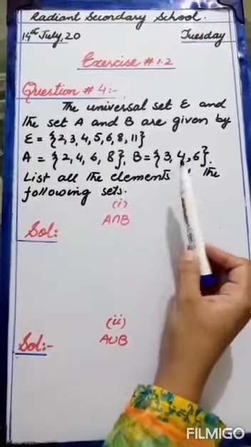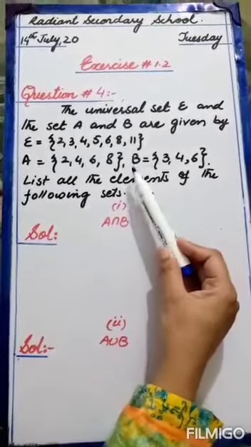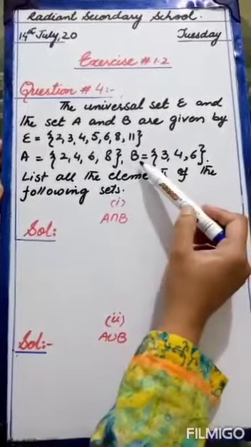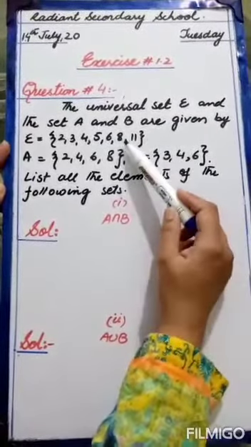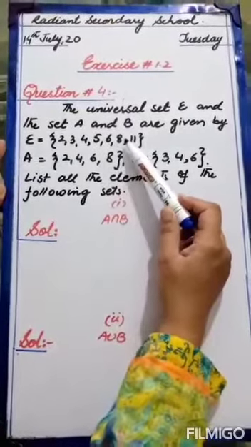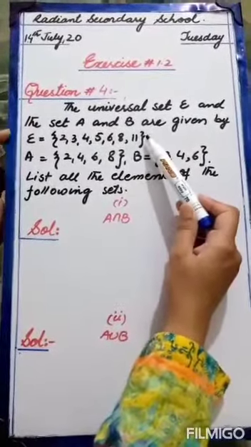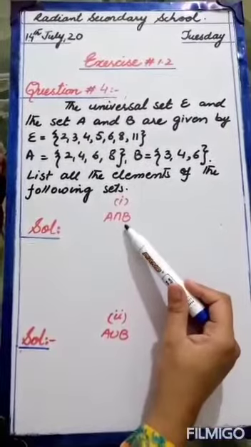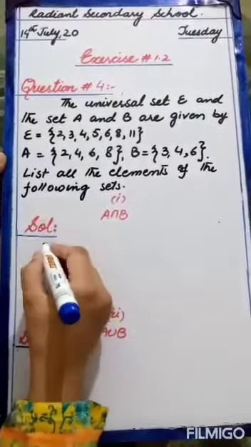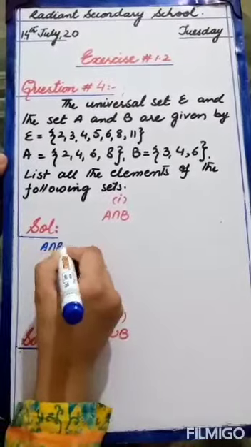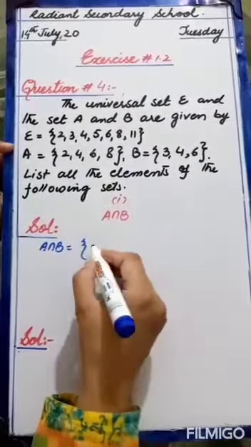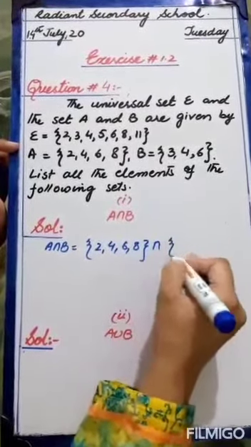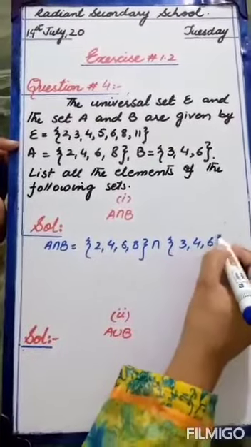It means if all the sets are subsets of one set, then that set will be called the universal set. Suppose this is the set B, you can see that this is a subset of this set and this set A is also a subset of this set. That's why we can say that this set is the universal set. Okay, in part number 1, we have to find A intersection B. Just following the previous steps, we will write A intersection B is equal to, first of all, the set A: 2, 4, 6 and 8, intersection symbol, then set B: 3, 4 and 6.